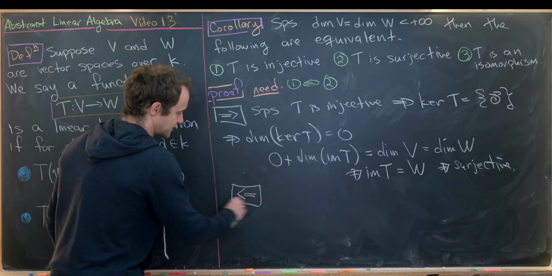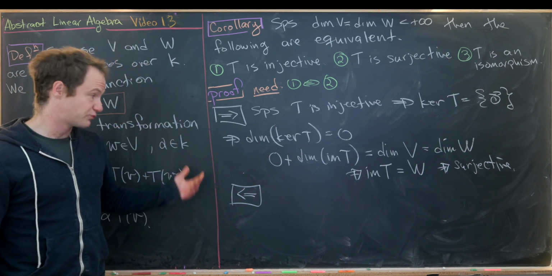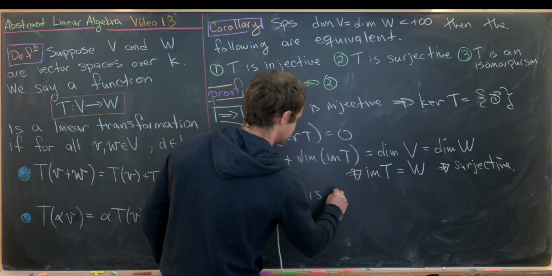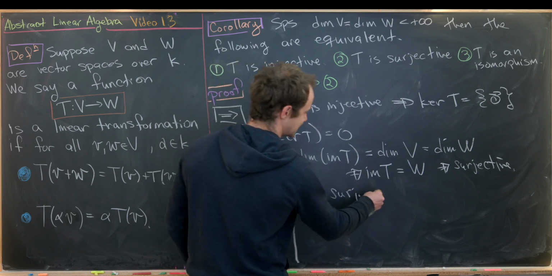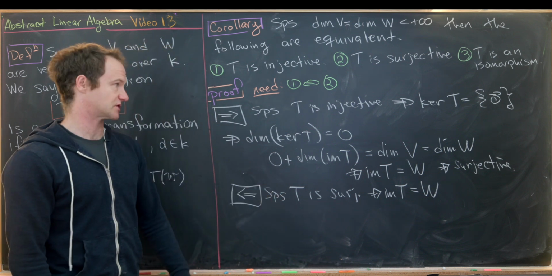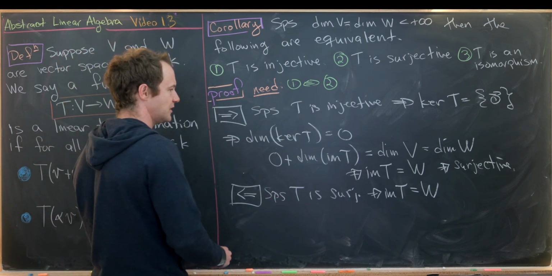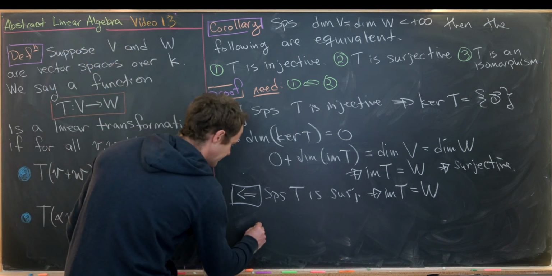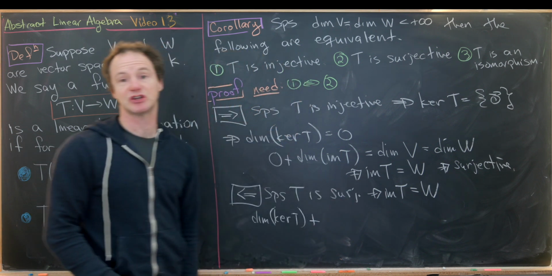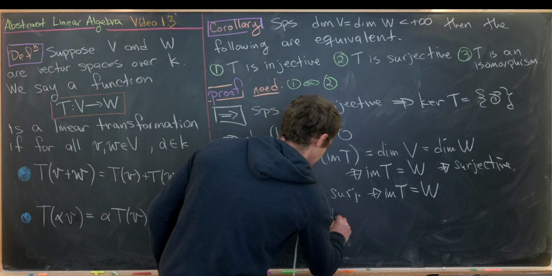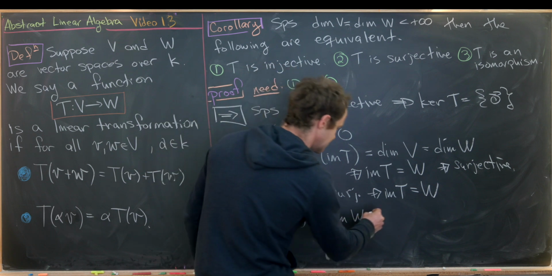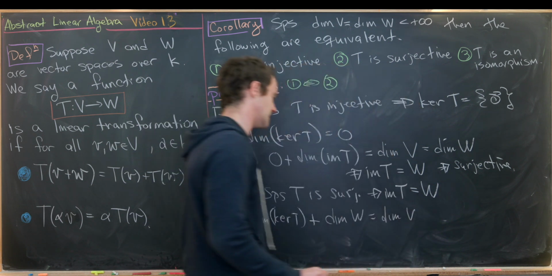Now let's look at this reverse direction. So this is going to be pretty similar. So taking this reverse direction, we will suppose T is surjective, but that tells us that the image of T is everything. That's the definition of surjective. But now we can put that into our equation. So we've got the dimension of the kernel of T plus the dimension of the image. But recall that the dimension of the image is the dimension of W, because the image is equal to W, is equal to the dimension of V.